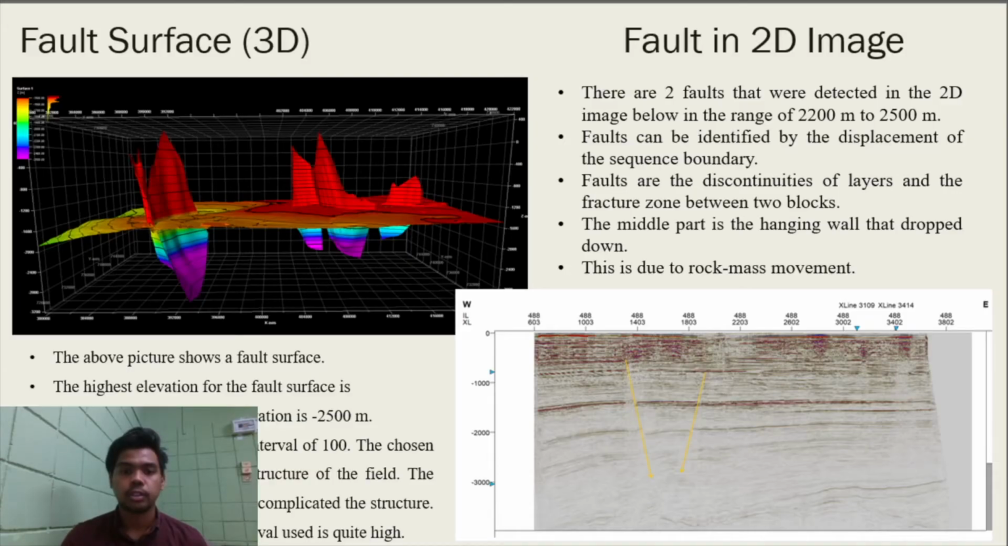I'm continuing with the structural interpretation of the Bundi wells. The first interpretation I will cover is regarding the fault interpretation. As you can see in the figure in the lower right corner, this is the seismic section in line 488.